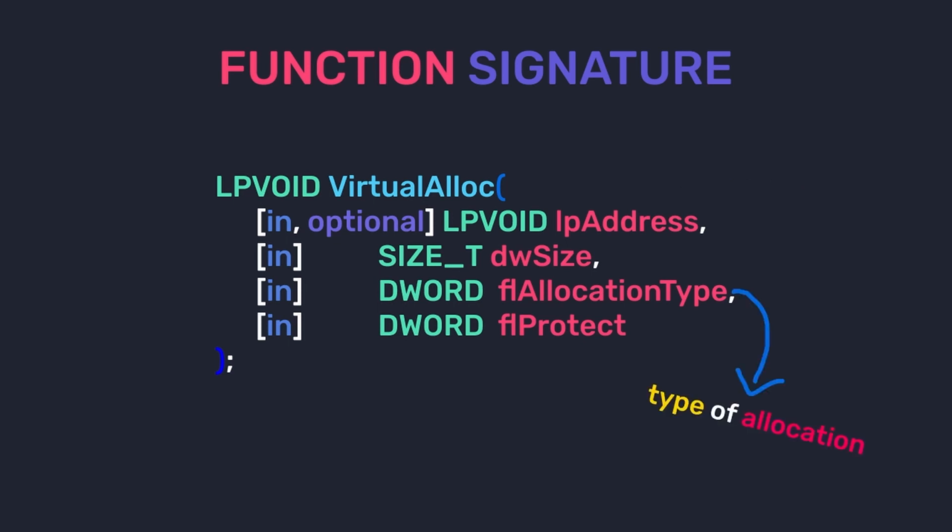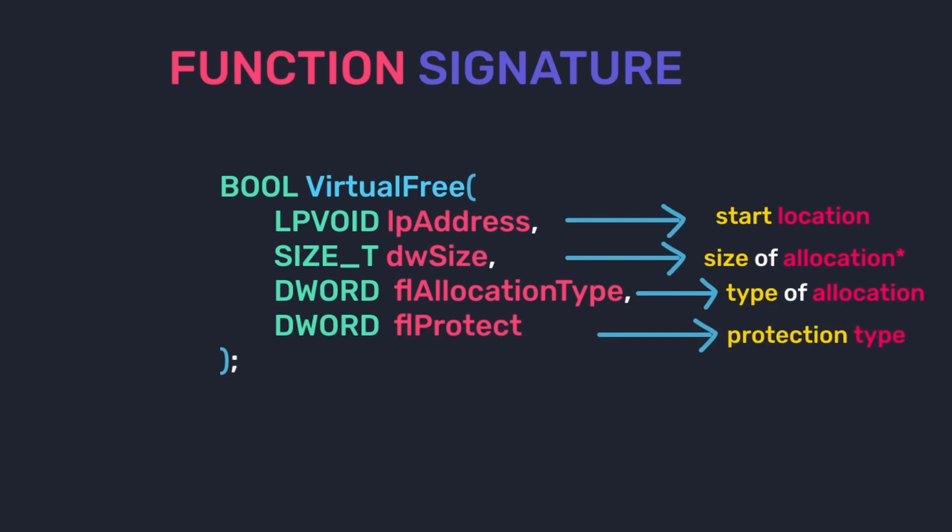The third argument is flAllocationType, which allows you to set the type of the memory allocation. You will almost always set this to MEM_COMMIT because all other options for this argument aren't very useful. Finally, the flProtect argument lets you specify the protection type that you want to have for your allocated page. This just refers to the access you want your page to have, like read-only or read-write.